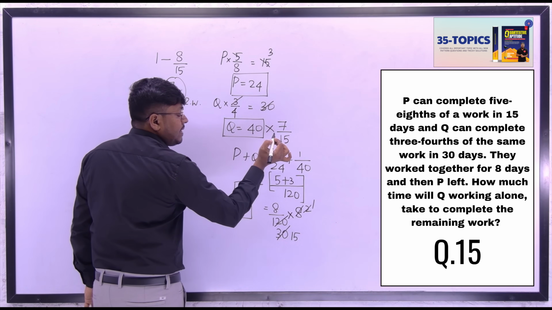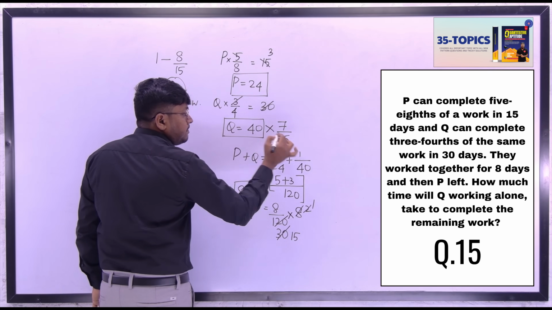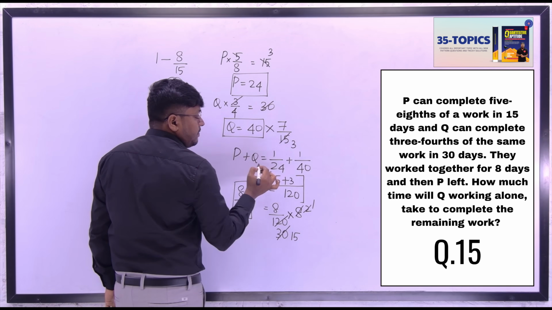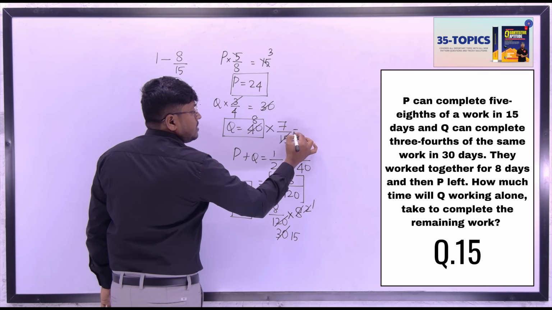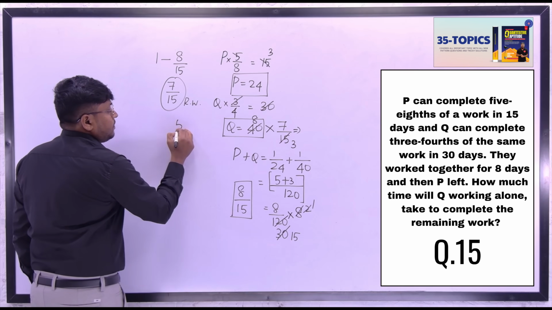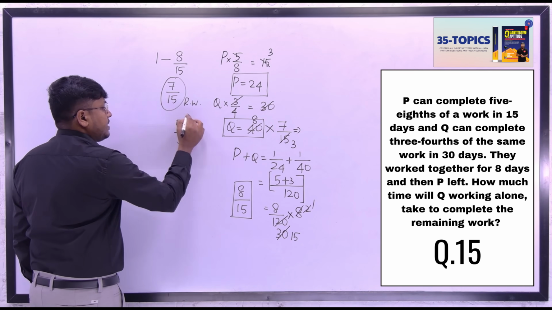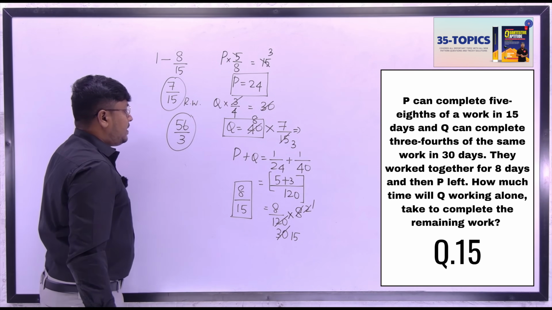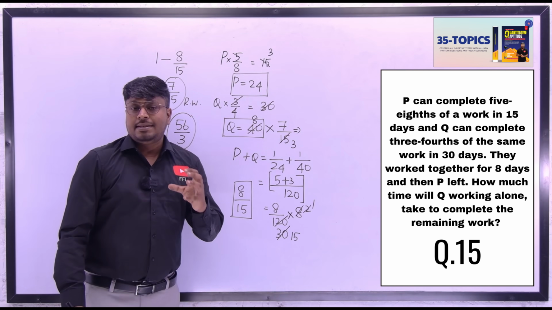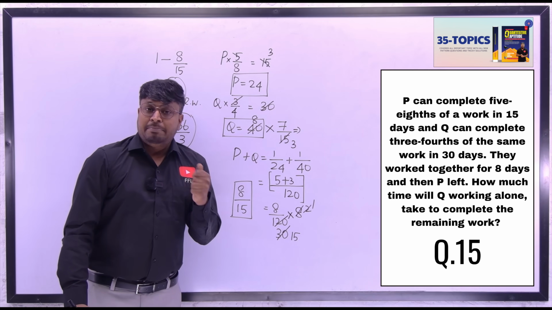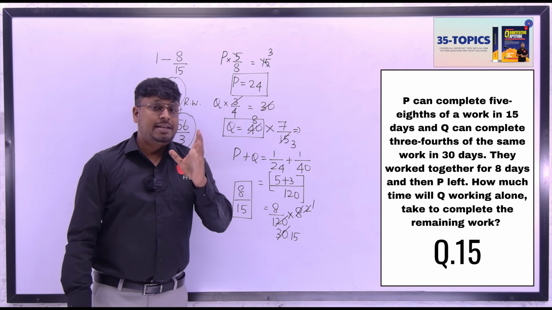So now I think we can cancel it on 5 table. 5 3s are 15. Cancel it on 5 table. 8 5s are 40. So this will be 56 by 3. Yes. So finally, we got the answer as 56 by 3. So the person Q alone completes the piece of work in 56 by 3 days.